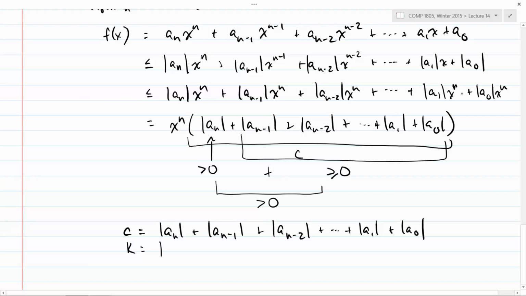To go from here to here, that's only true if x to the n minus 1 is at least 1. And that's true if x is at least 1. And so on all the way up to here. This step here is true if x is at least 1, and that's true when x is at least 1. So all of those are valid as long as x is at least 1, so I can take k to be 1, and I'm done.